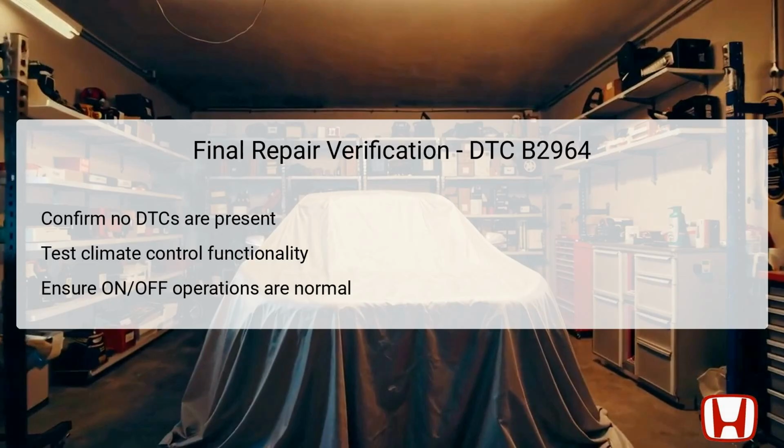The final repair verification step involves confirming that no further Diagnostic Trouble Codes, DTCs, are present after all necessary repairs have been completed. This is achieved by running a scan with the Honda Diagnostic System, HDS, once more. Following this, thoroughly test the climate control functionality to ensure all settings can be adjusted correctly, and that the system listens to input from the front panel. Additionally, both the on and off operations must function normally, indicating that the system can appropriately respond to user commands.